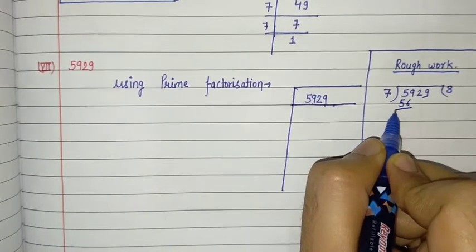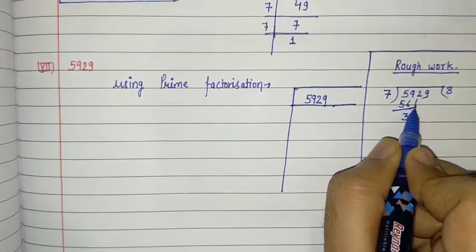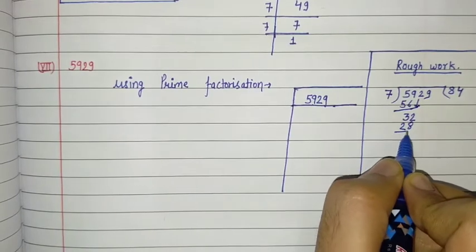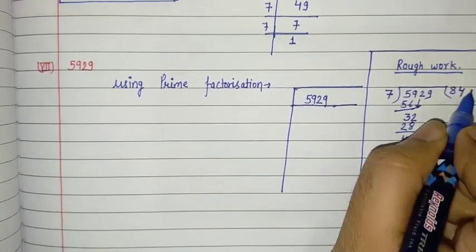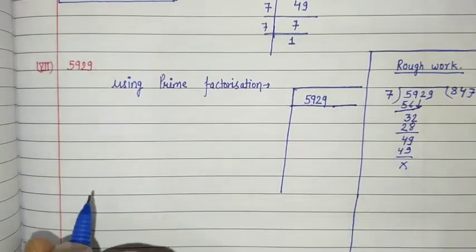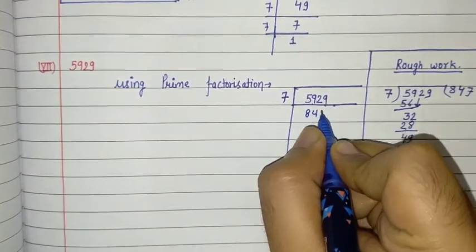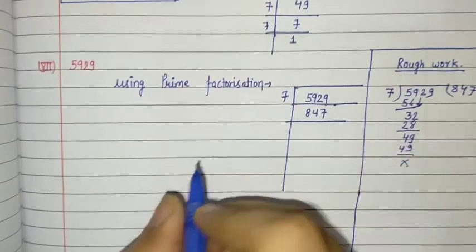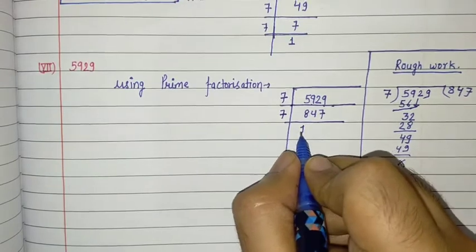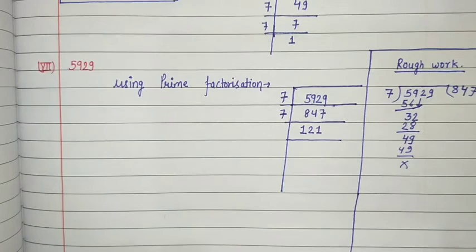Here I am doing the rough work; you can do it in your rough notebook. 7 times 4 is 28, and then 49. So this number is divisible by 7. Divide by 7 and you get 847. Now again this number is divisible by 7, and you get 121. Now 121 is not divisible by 7.